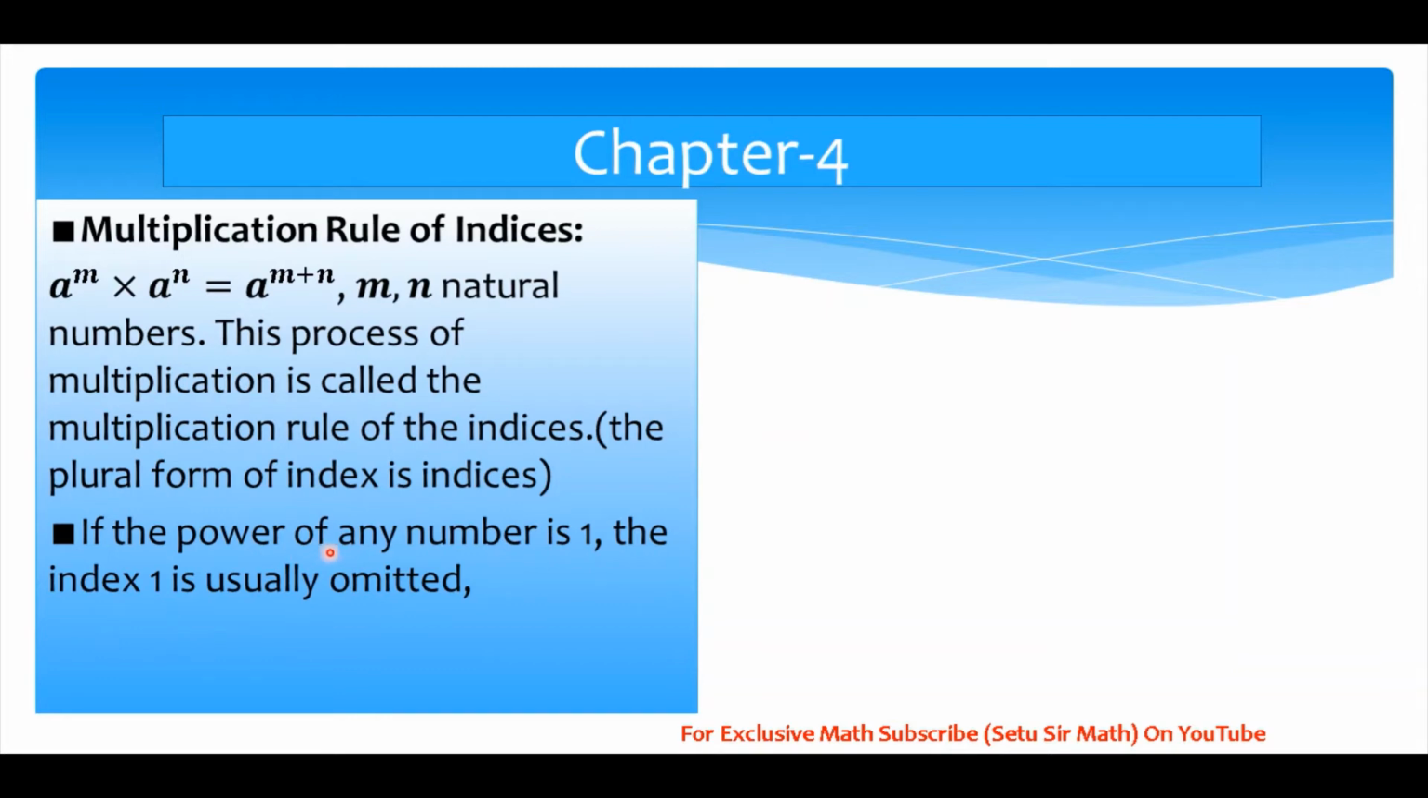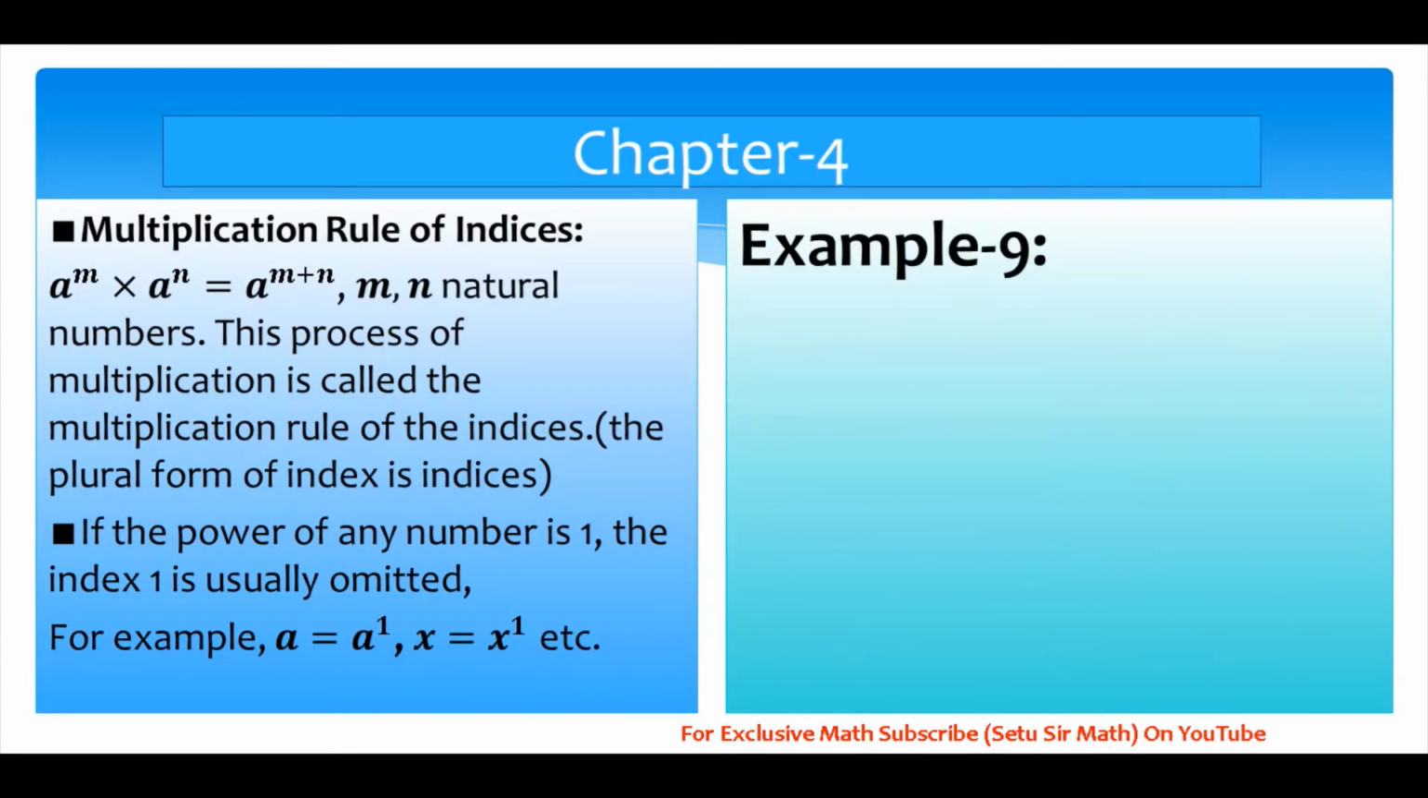So if the power of any number is 1, the index 1 is usually omitted. For example, a equals a to the power 1, x equals x to the power 1, etc. That means if the base is a and the power is 1, we can write only a. If the base is x and the power is 1, we can write only x.